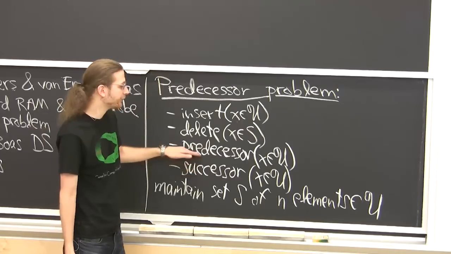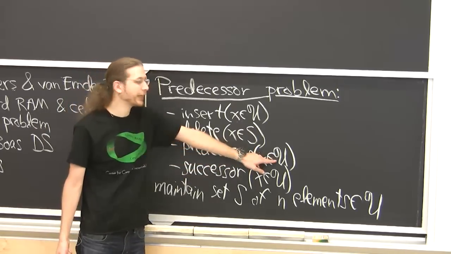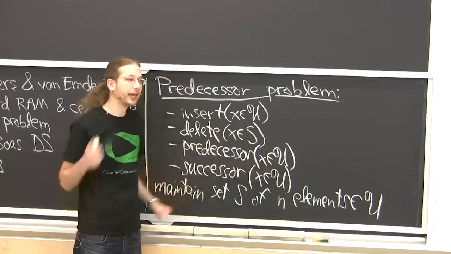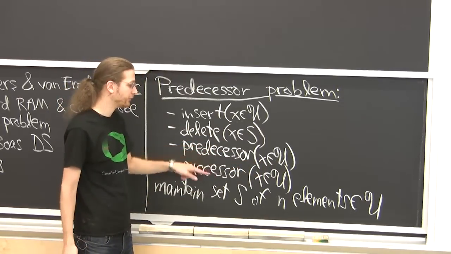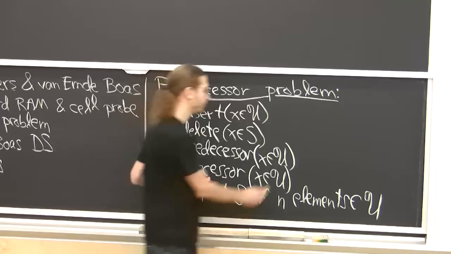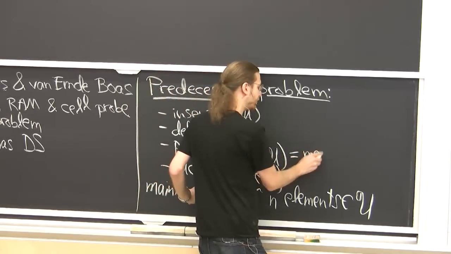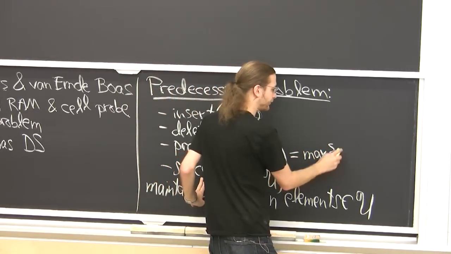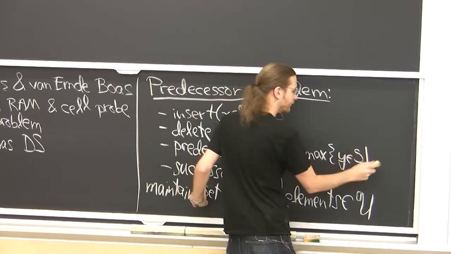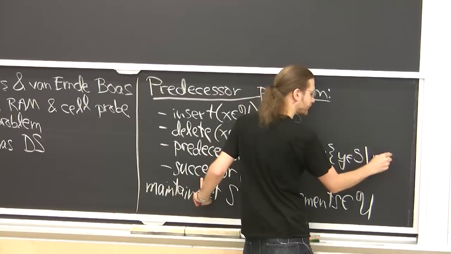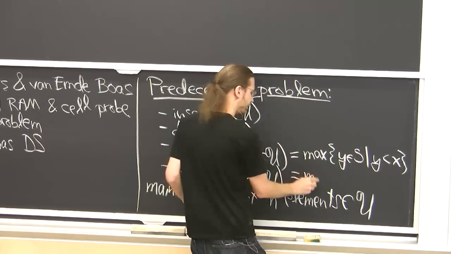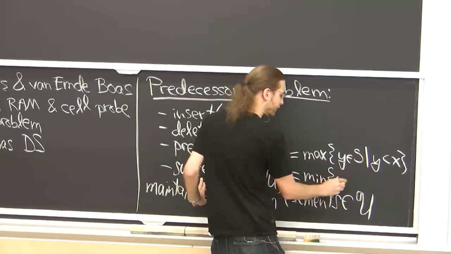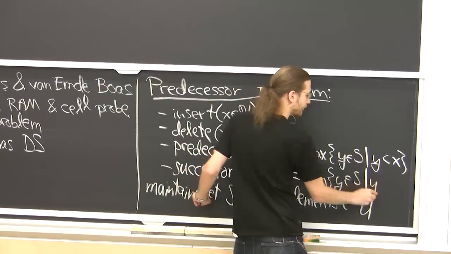But the key thing is that predecessor and successor operate not just on the elements in S, but you can give it any key. It doesn't have to be in there. And it will find the previous key that is in S or the next key that is in S. So predecessor is the largest key that is less than or equal to x that's in your set, and successor is the smallest that is larger, of course, if there is one.